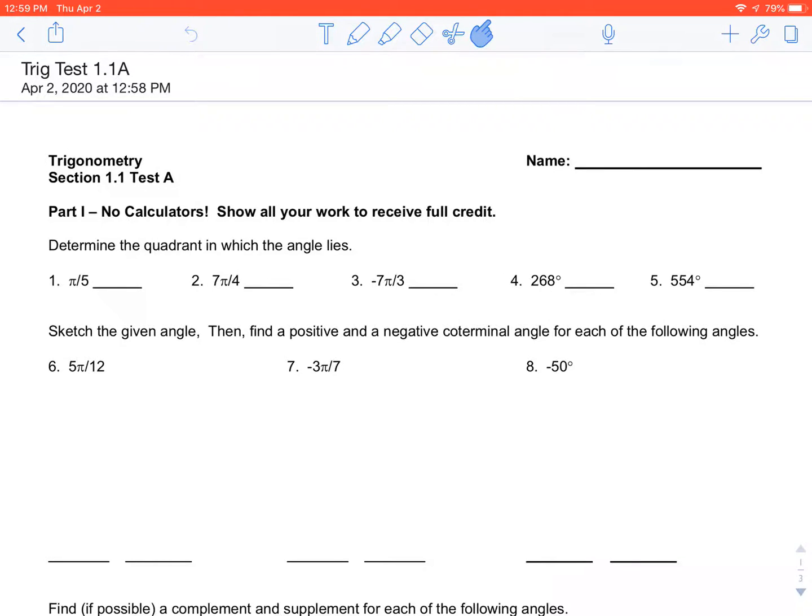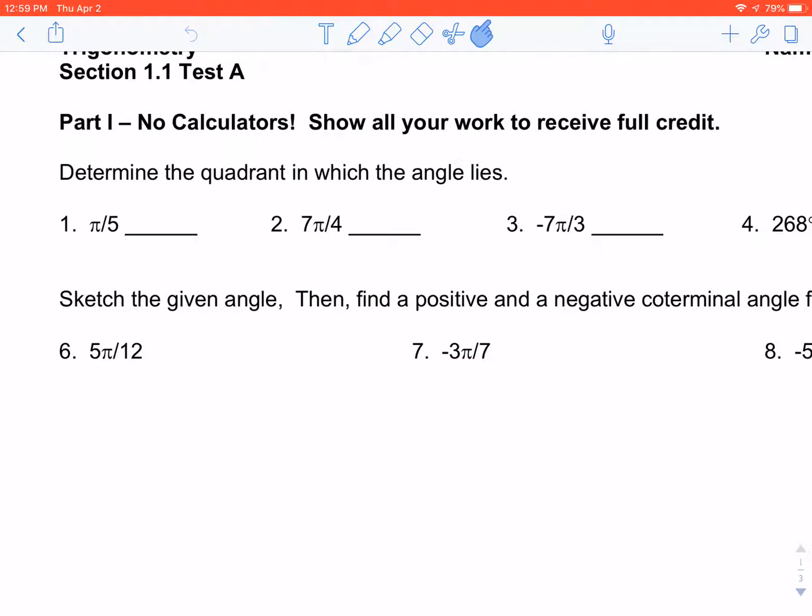In this video, I'm going to go over your Section 4.1 quiz or test. So please get that quiz out so as we go through it, you can make corrections on the ones that you missed. Okay, so the first 5 asked what quadrant the angle is in.